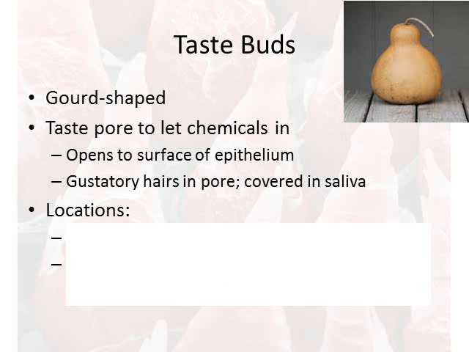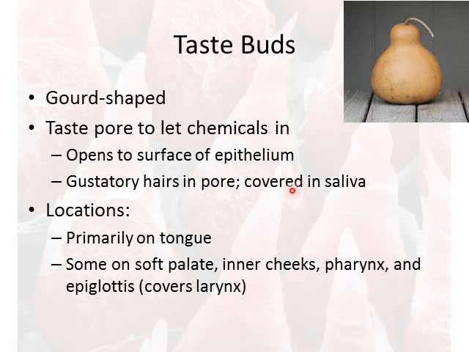So the taste bud itself is kind of gourd shaped, and in case you don't know what a gourd is, this is what it looks like here. It kind of has a larger bottom and a smaller top. The taste pore, which would be kind of on the top up here, is where the chemical comes in, and then that opens up to the surface of the epithelium. And then the gustatory hairs, which are part of these gustatory cells, stick up through, and they're covered in saliva, and that's what interacts with the chemicals to stimulate these cells.